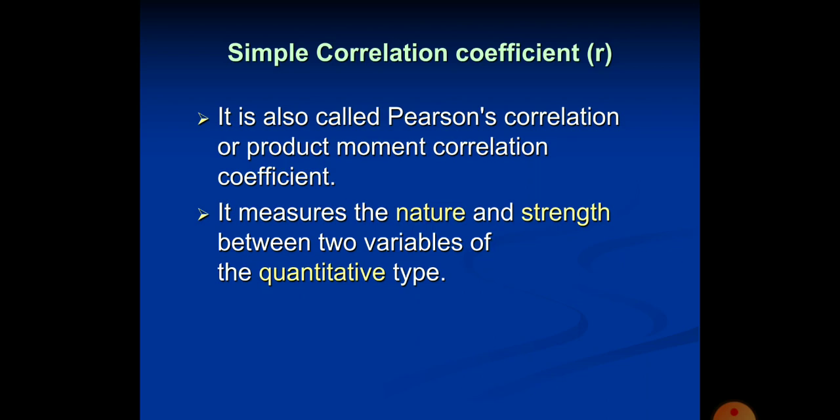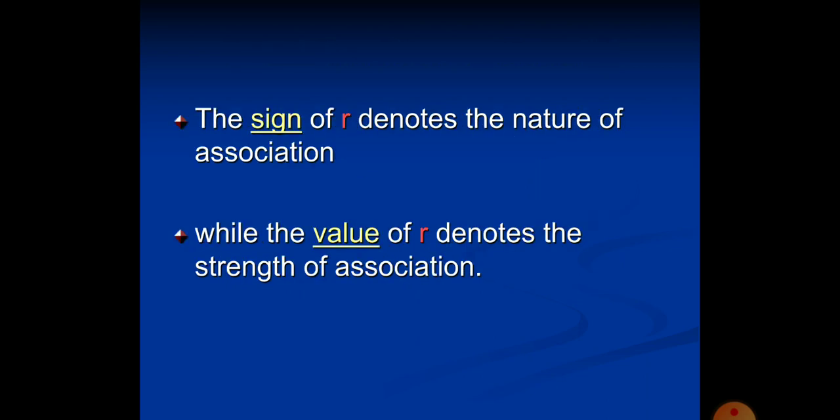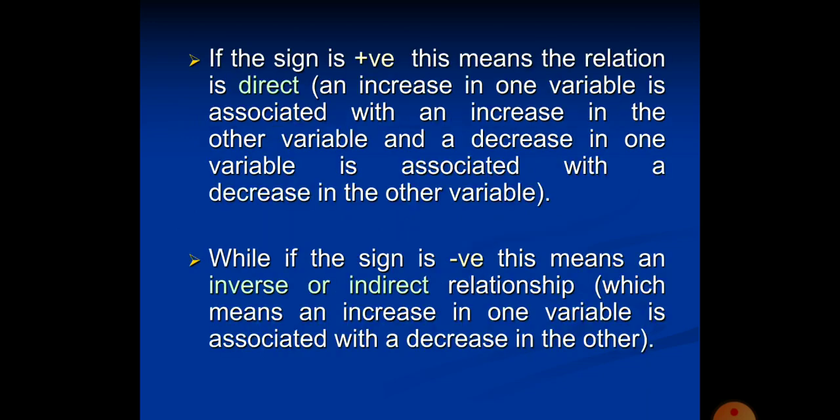So how do we check it? Now, the nature depends upon the sign of r. Sign means positive, negative or zero, and the value of r gives us the strength of association, meaning how much they are related.